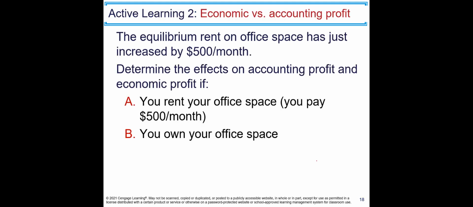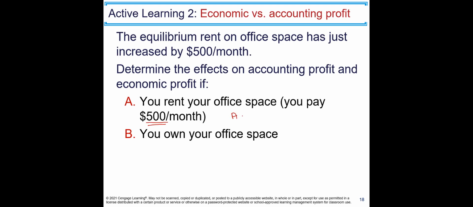So let's see this example. The equilibrium rent on office space has just increased by $500 per month. Determine the effects on accounting profit and economic profit if you rent your office space. If you rent your office space, that is going to be an explicit cost.